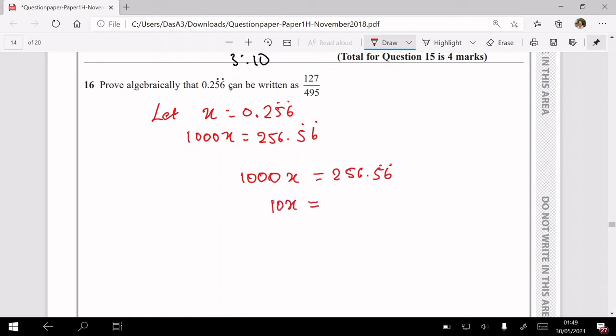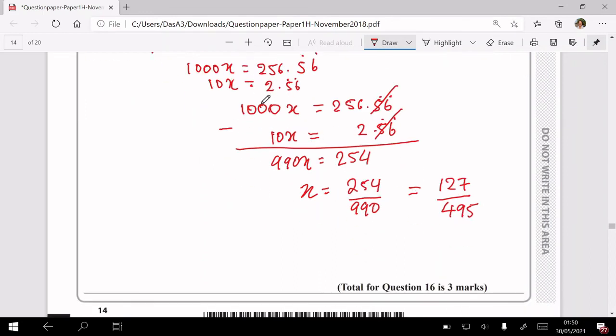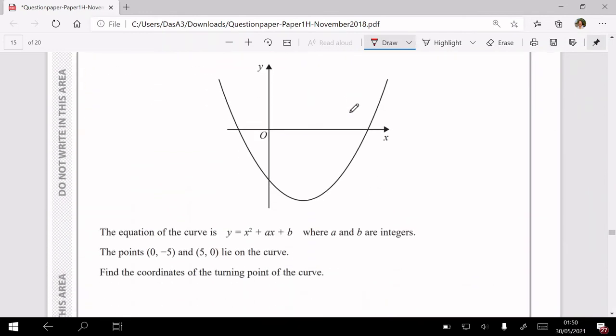And 10x is equal to 2.56 recurring. Then you subtract them, you get 990x is equal to 254. The recurrings cancel out, so x is equal to 254 over 990, which should simplify to give you 127 over 495. Yep, that's it. So you're proving that. So let's move on to the next question.